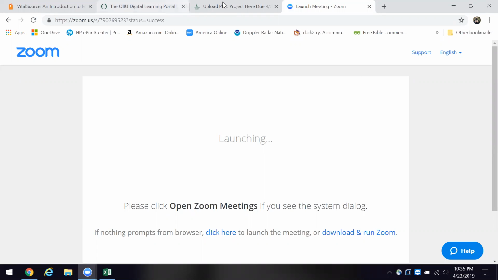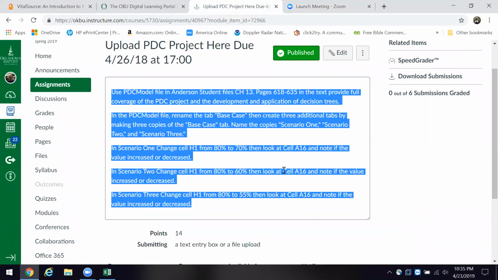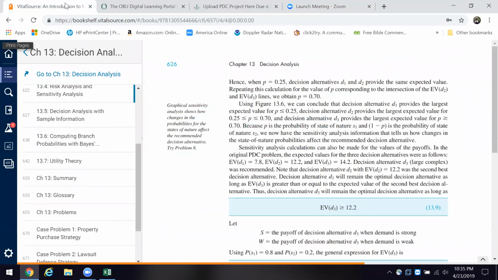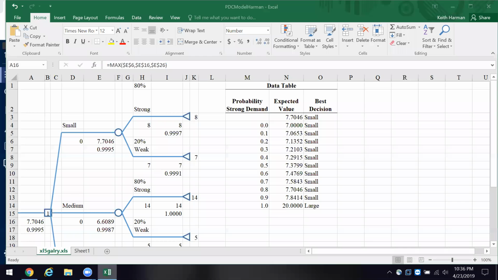Okay, everybody, we're going to take a look at this now, and we're going to work on the PDC project. We talked about this, and this is from over in chapter 13, where we were looking at decision-making under risk, and we were putting some probabilities to those risks and looking at some expected values based upon possible outcomes and our estimates of the probability of those occurring. And so we're going to take a look at this PDC model, okay?